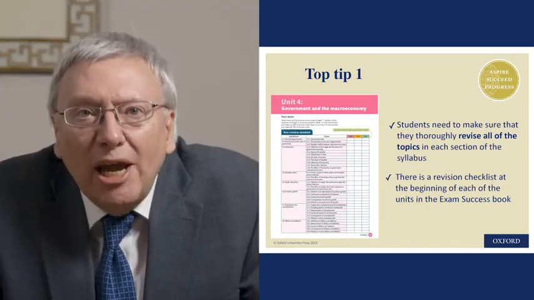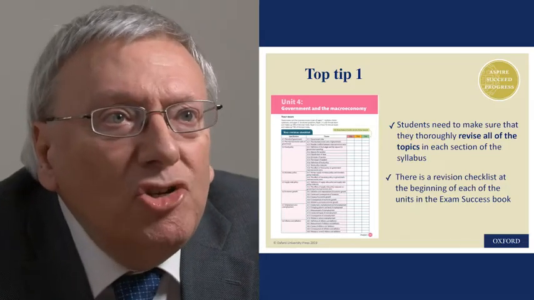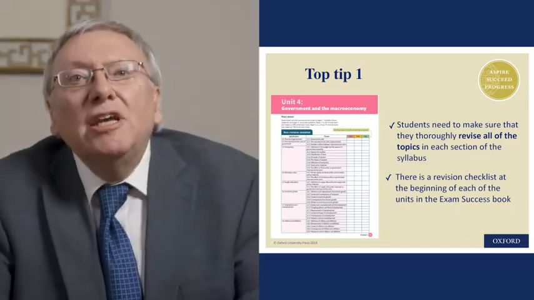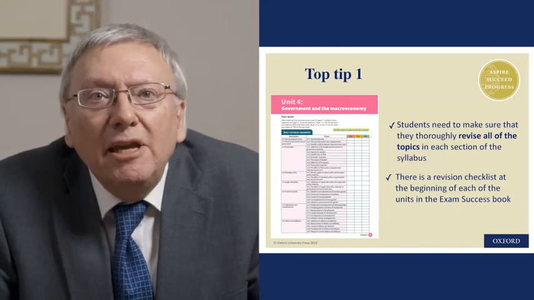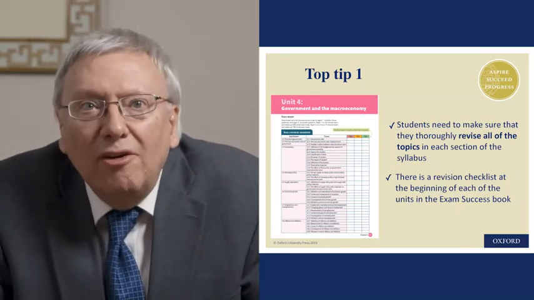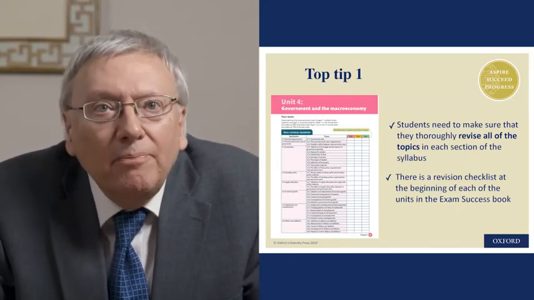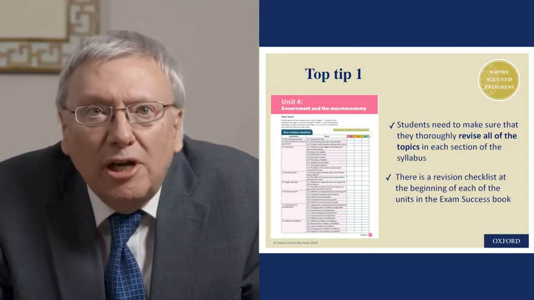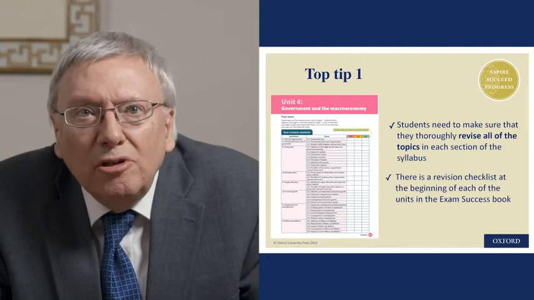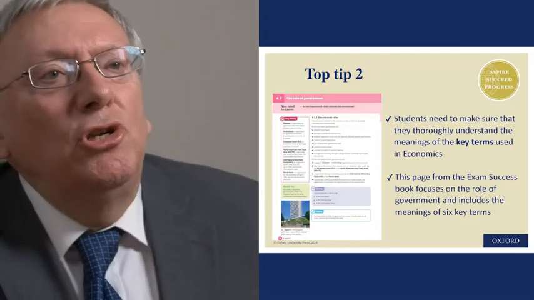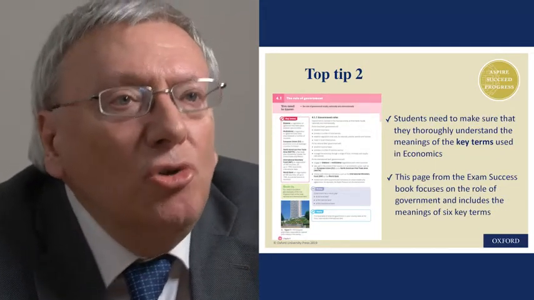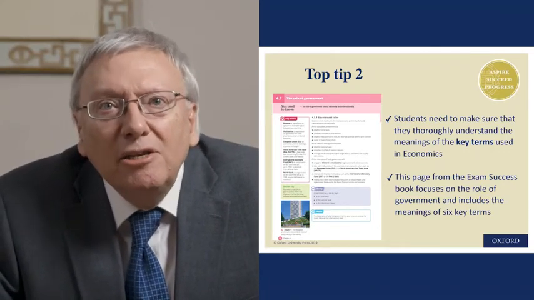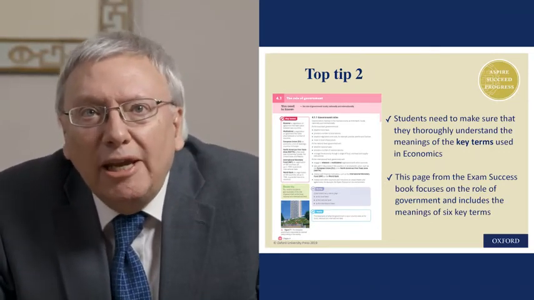There is a revision checklist at the beginning of each of the units in the exam success book. This is the revision checklist at the beginning of Unit 4 on government and the macroeconomy. Students can tick the boxes on the right-hand side of the checklist to build a record of their revision. Top tip 2 is that students need to make sure that they thoroughly, and I mean thoroughly, understand the meanings of the key terms used in economics.